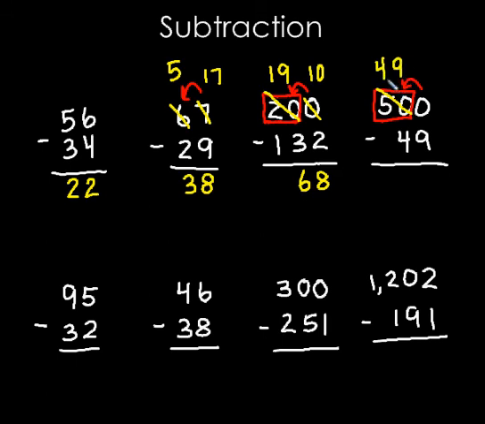And every time I borrow 1, I add 10. 0 plus 10 is equal to 10. Now I can subtract because I can do 10 minus 9. I can do 9 minus 4. I can do 4 minus 0. 10 minus 9 is 1. 9 minus 4 equals 5. And 4 minus 0 equals 4. The answer is 451.